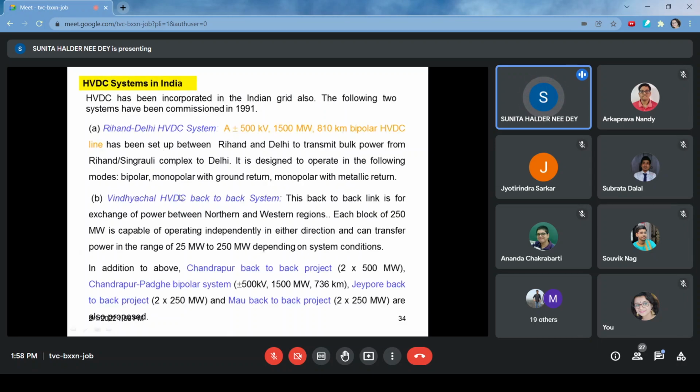And these are some HVDC systems available in India. There are far more than this right now. I have listed only these 3, but far more are available here. Okay, and nowadays in India, so these are the HVDC transmission.